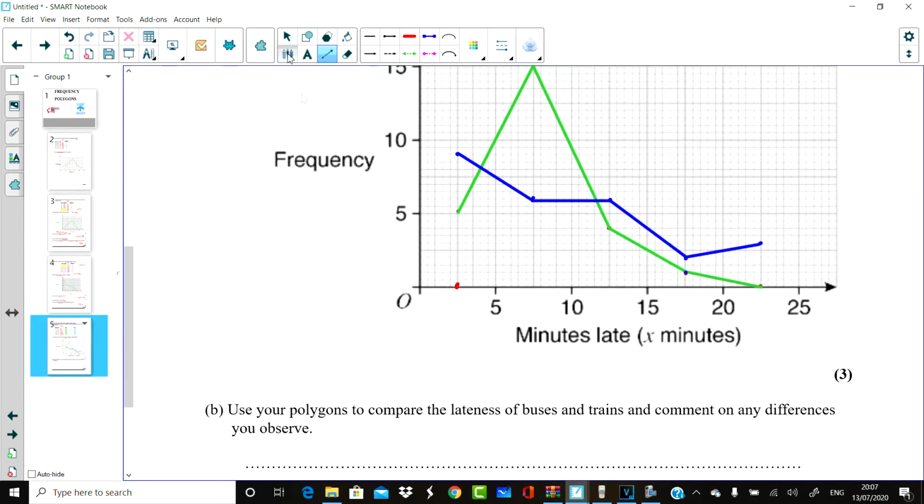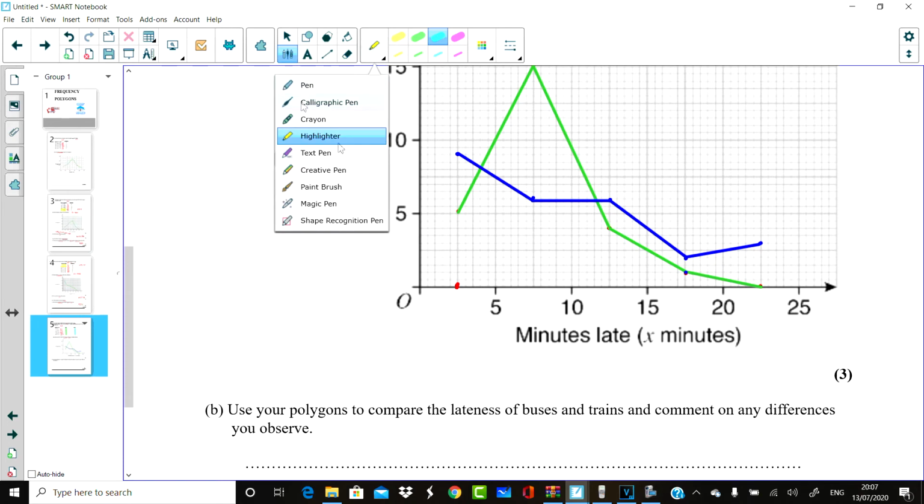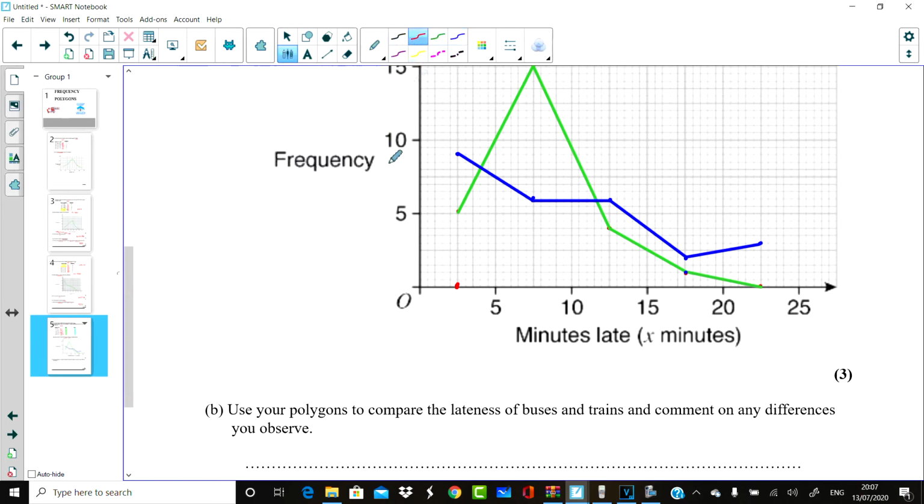So part B says use your polygons to compare the lateness of buses and trains and comment on any differences you observe. So we need to comment on any differences we observe. What we're going to have to do is use mathematical reasoning to translate that into words.